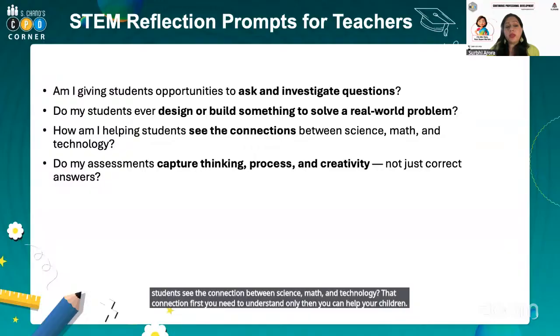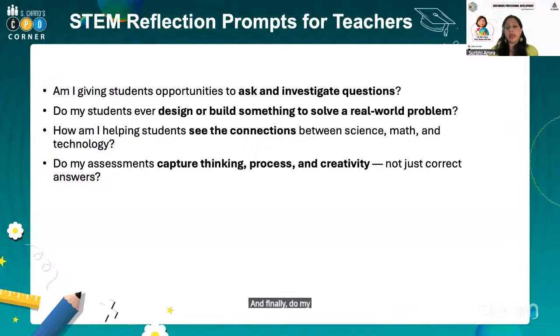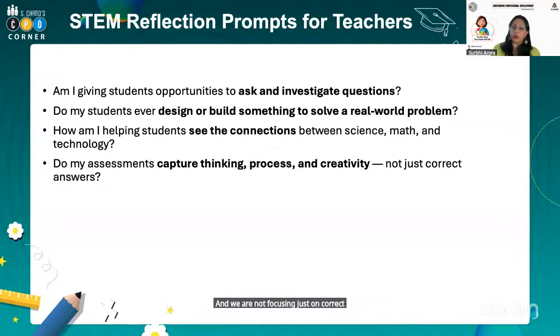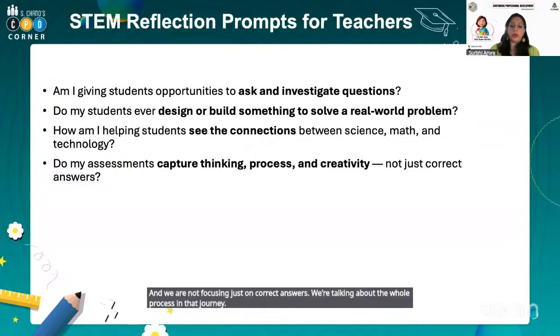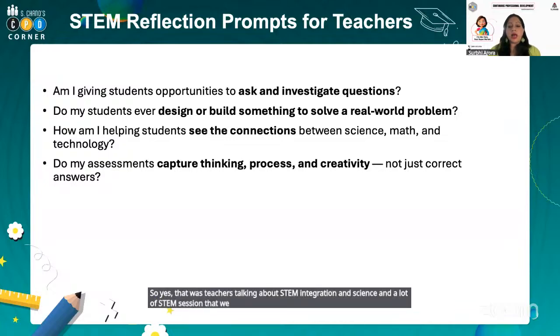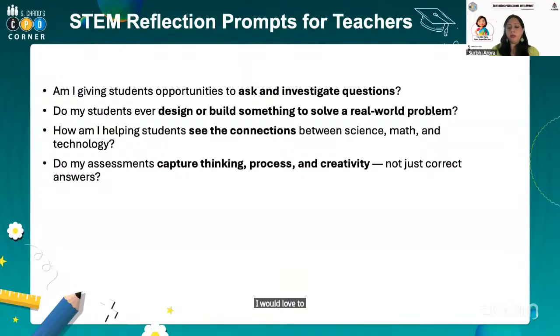And finally, does my assessment capture thinking? Does it capture process? Does it capture creativity? That's another segment that we talk about. We are not focusing just on correct answers. We're talking about the whole process in that journey. So yes, that was teachers talking about STEM integration in science and a lot of STEM sessions that we are talking about. I would love to take questions now from all of you.